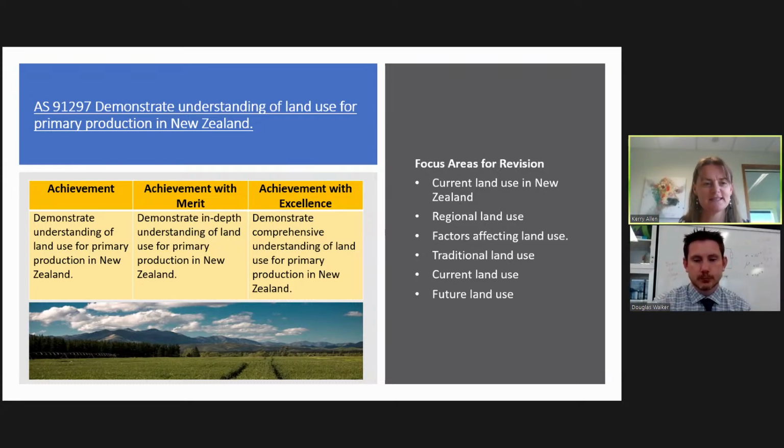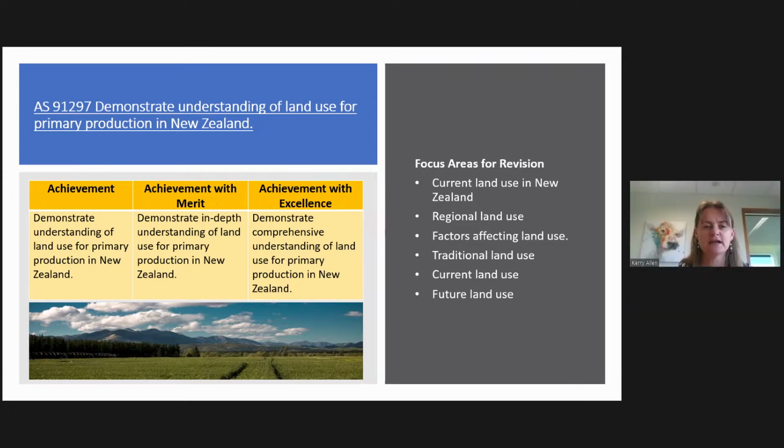So this is the last standard for Level 2 in preparation for your exam on Monday. This is looking at understanding land use for primary production in New Zealand. Today we're going to focus on the revision areas of what is land use, what is the current use of it, what are the differences between the regions, what are some factors that affect that land use, and then looking at traditional land use, current land use, and future land use.